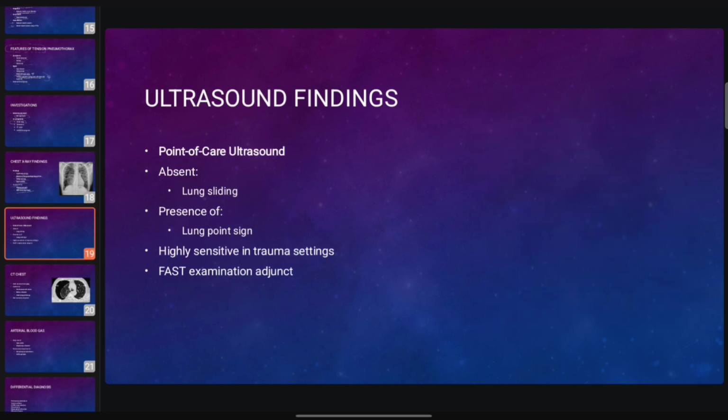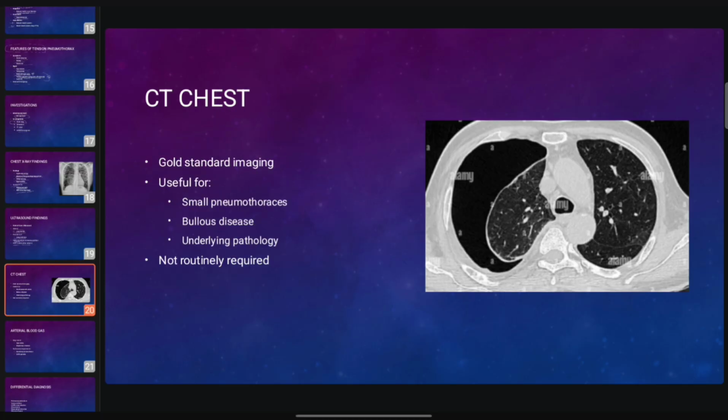On ultrasound, point of care ultrasound, there is absent lung sliding, presence of lung point sign, and it is highly sensitive in trauma settings, as a FAST examination adjunct. In the CT, you also see it is the gold standard imaging and useful even for small pneumothoraces, bullous diseases, and underlying pathology. Look, this is the normal. And here you have the lung and this is the air in the pleural cavity, which has resulted in the collapse of the lung.